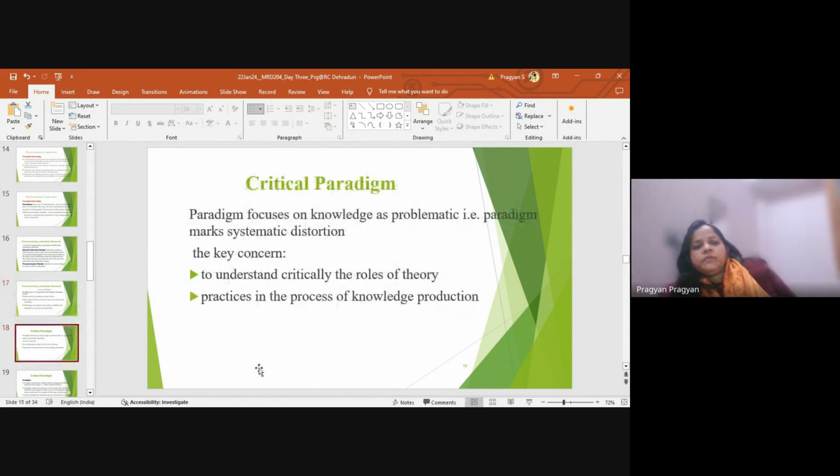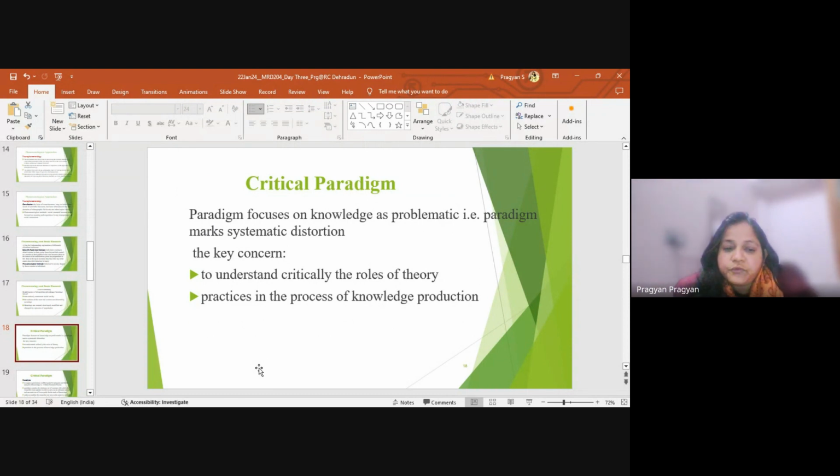Now, we have to talk about another two types of perspectives in short. One is critical paradigm and the other is descriptive research. Similarly, like the phenomenological perspective, in critical paradigm, again, this is a kind of perspective in which we try to understand critically the rules of theory and the practices in the process of knowledge production.